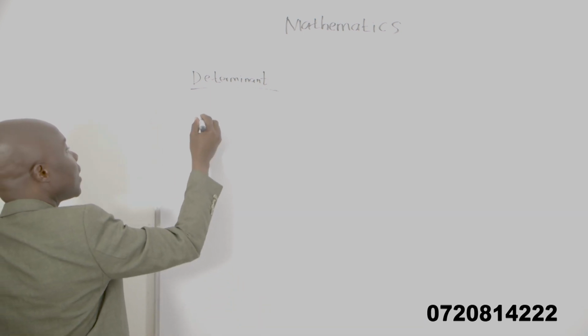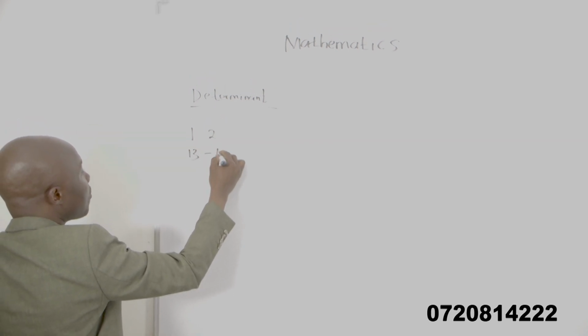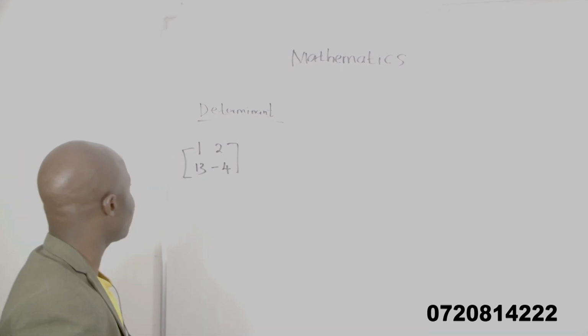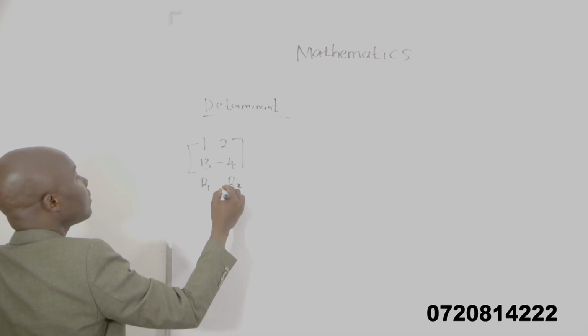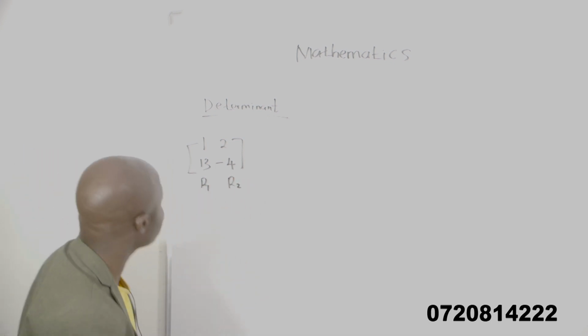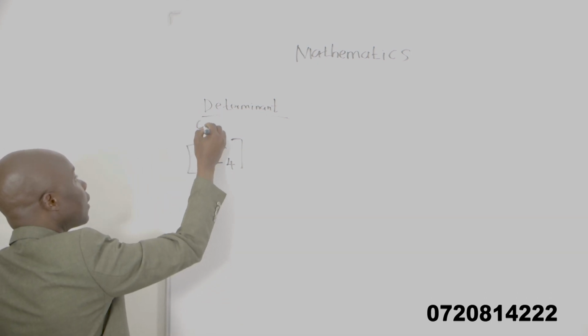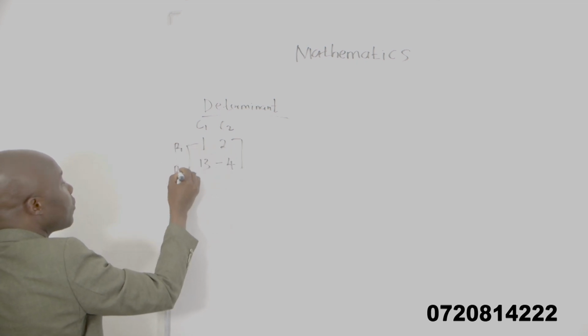If somebody gives you numbers like 1, 2, maybe 13 and negative 4. This is a 2 by 2 matrix because of the number of rows and columns. This is row 1, and these are columns, sorry. So this is column 1 and we have column 2. So this is row 1 and we have row 2.